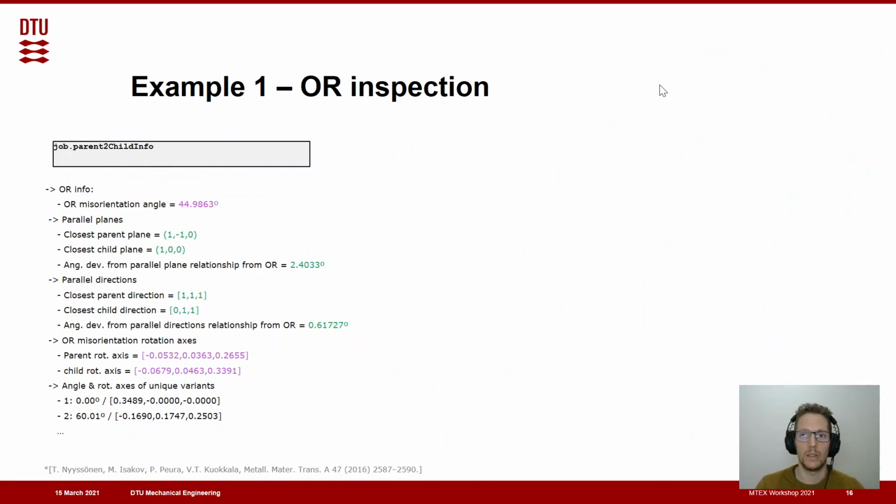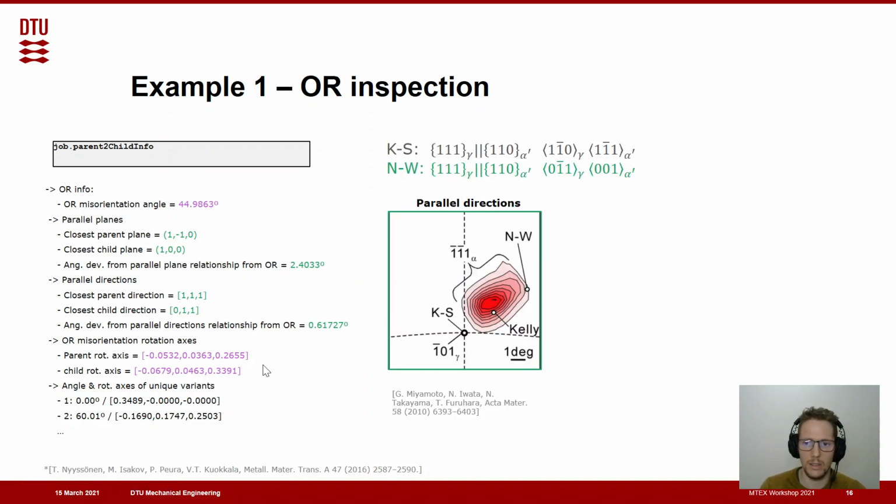So now we can actually inspect our orientation relationship after we've done this, and we can actually use this command job.parentToChild info to spit out a lot of info about this orientation relationship. So we get the misorientation angle between the parent and the child phase, which is close to 45 degrees, parallel planes, parallel directions, the misorientation rotation axis, and then we get all the different variants here. I only showed 2 right now with their misorientation to each other. So let's look a little bit more in detail what this actually tells us.